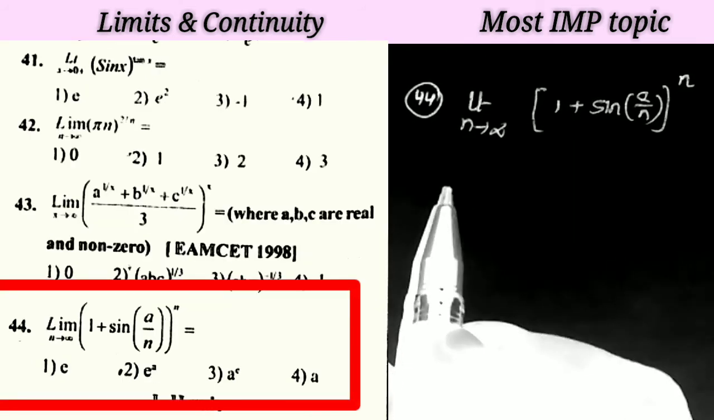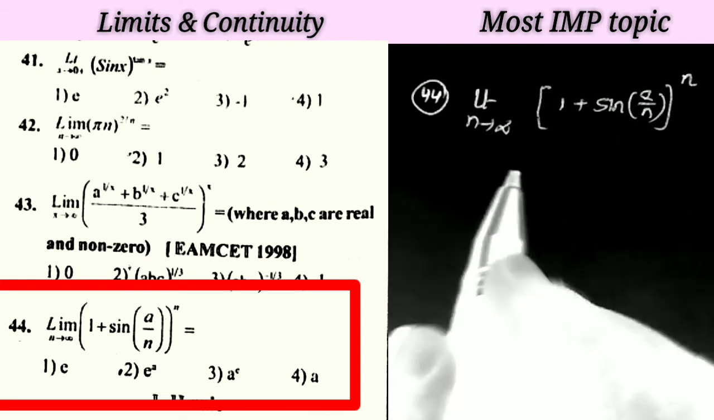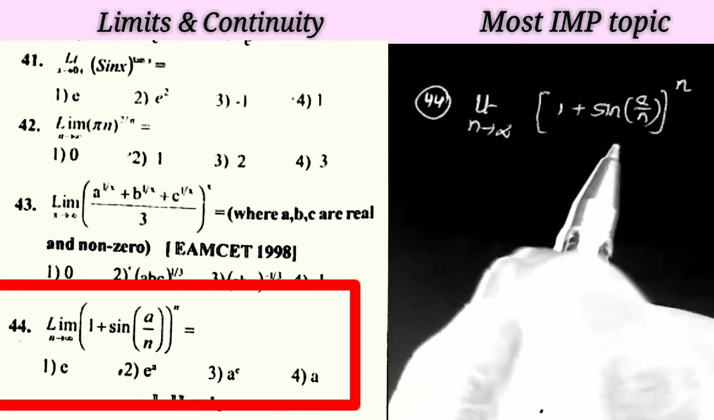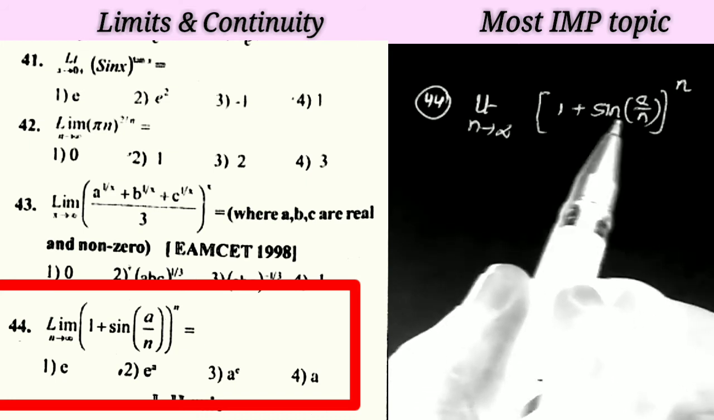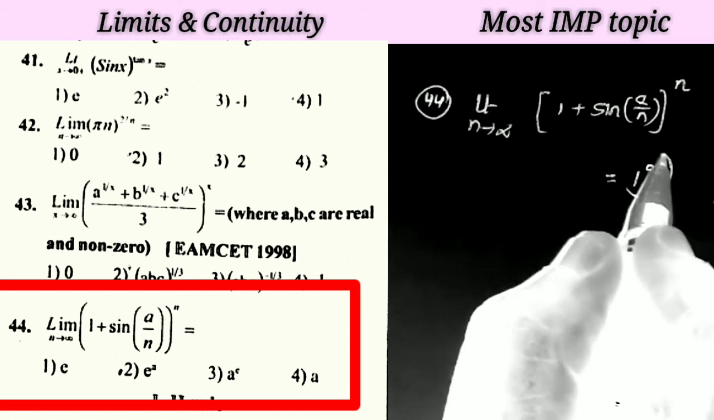And the next question, sum number 44, limit n tends to infinity 1 plus sine of a by n whole power n is equal to. Taking n equal to infinity directly in the given question, what does it return? A by infinity is equal to 0. Sine 0 is equal to 0. 1 plus 0 is equal to 1. So it returns the value 1 power infinity.